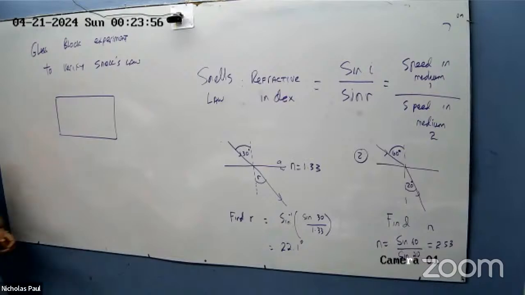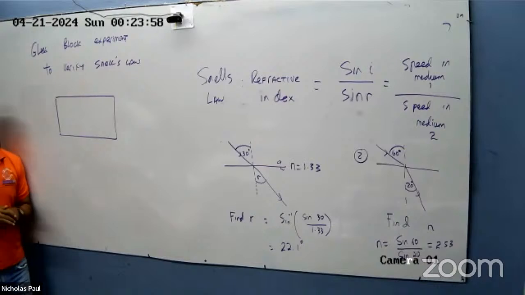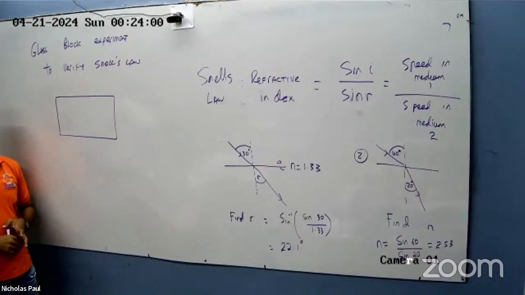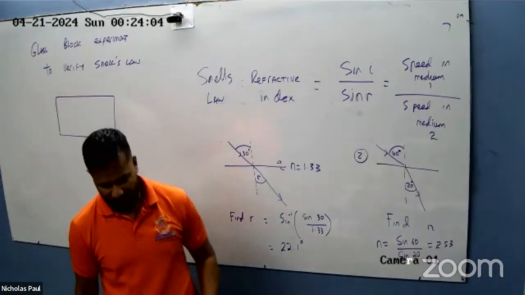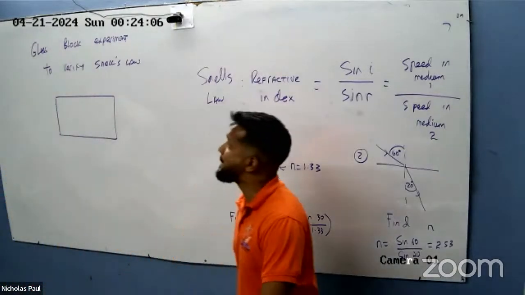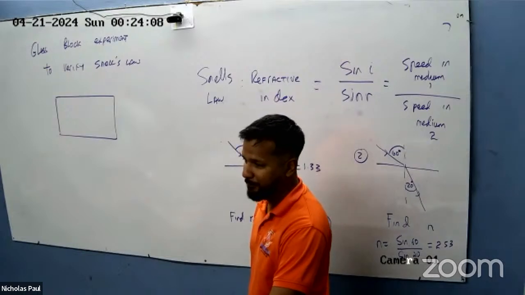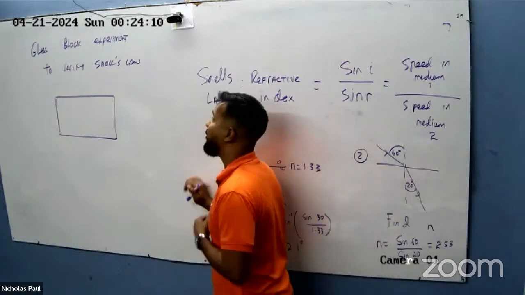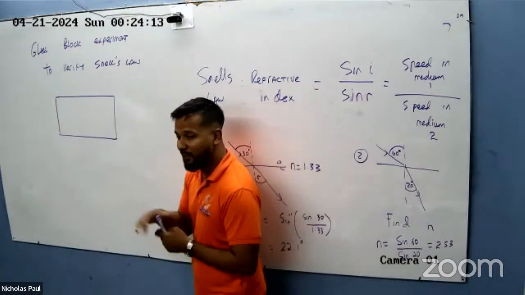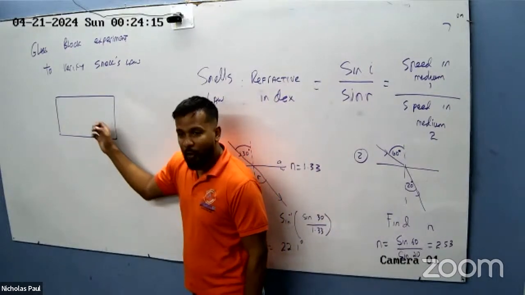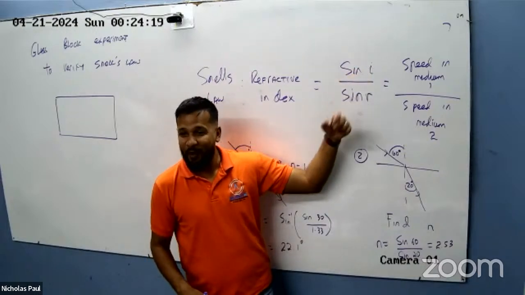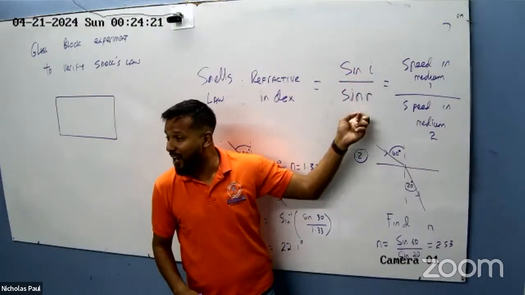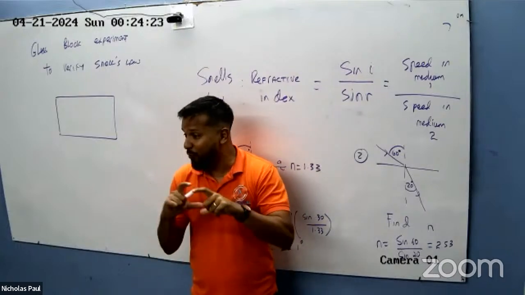So here's what it is. Here's what you want. We want to show that this is true, that sine i over sine r is constant.